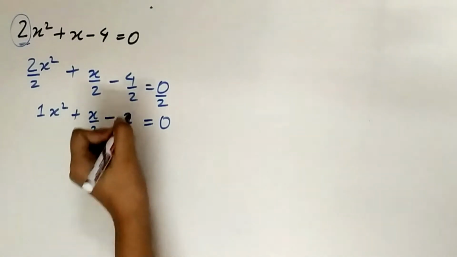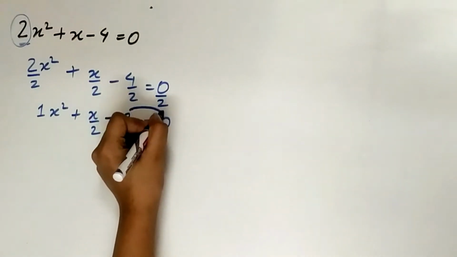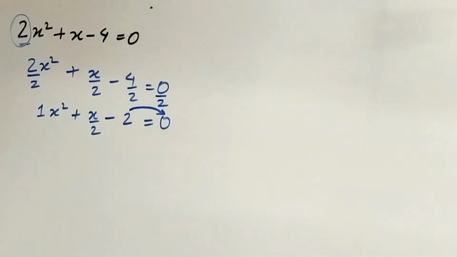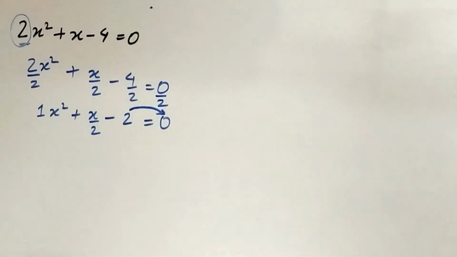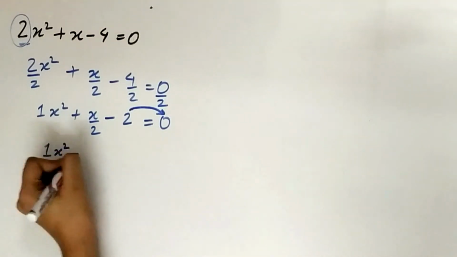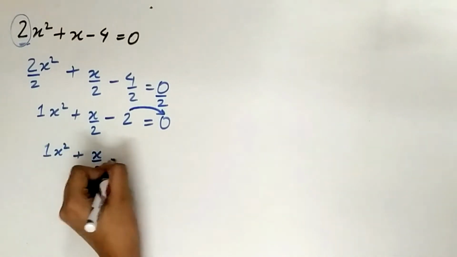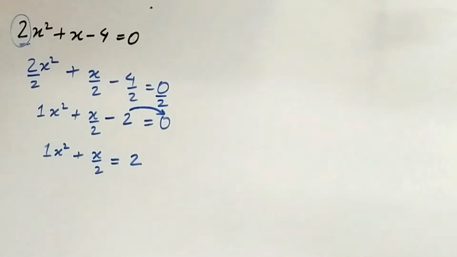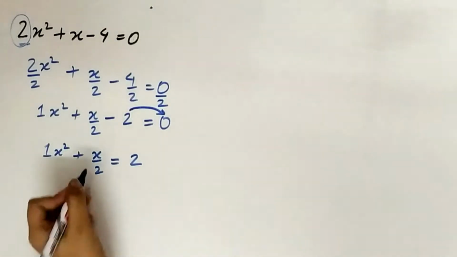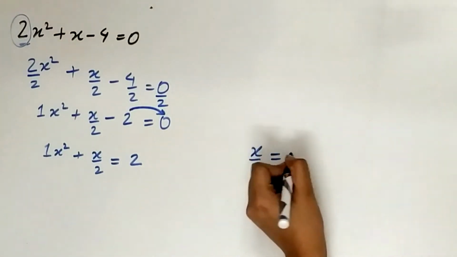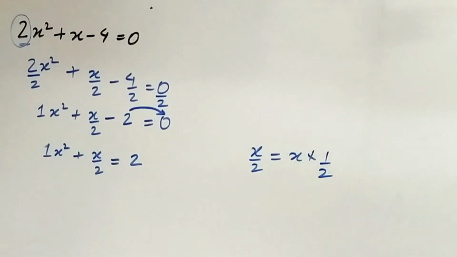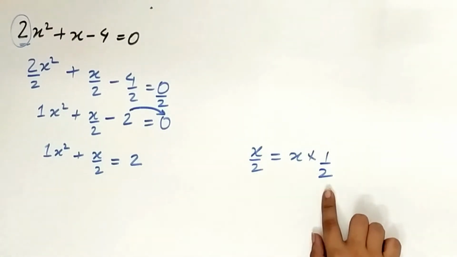Step 2 is to transpose the constant to right side. Constant is term without x or variable. 1x square plus x by 2 is equal to 2. Step 3 is to multiply the coefficient of x by 1 by 2. Coefficient of x is 1 by 2. x by 2 can also be expressed as x multiply 1 by 2. So coefficient of x is 1 by 2.